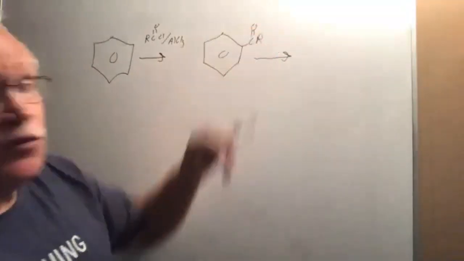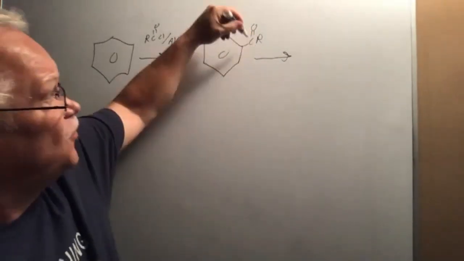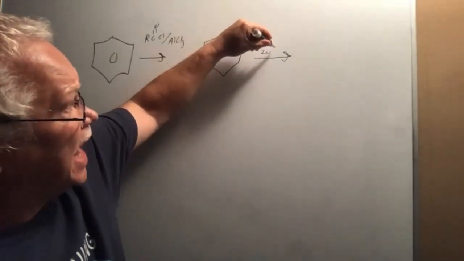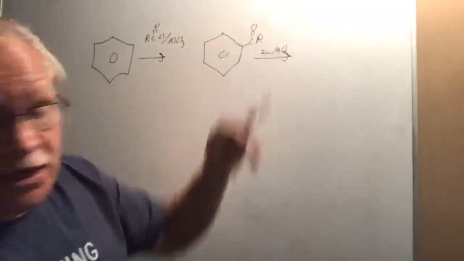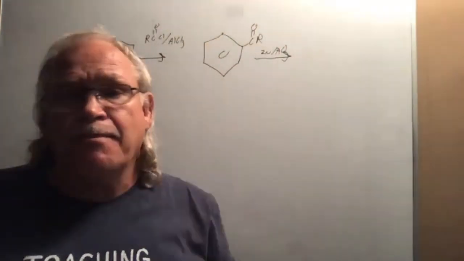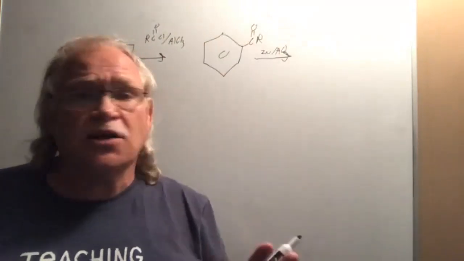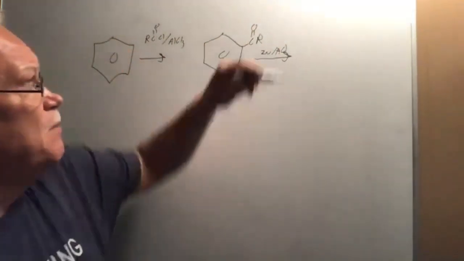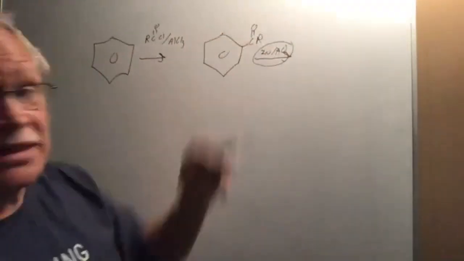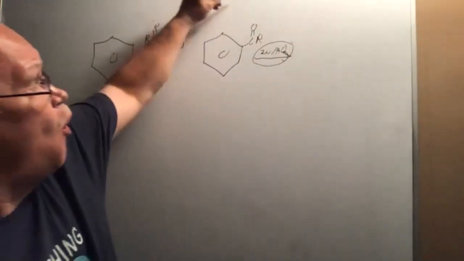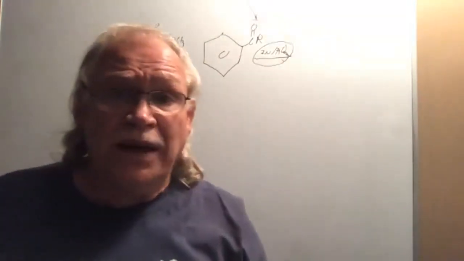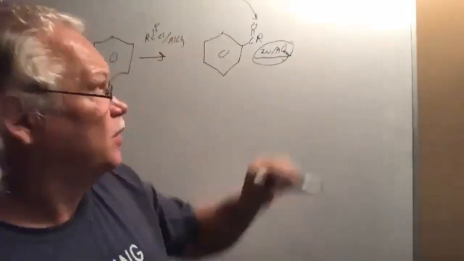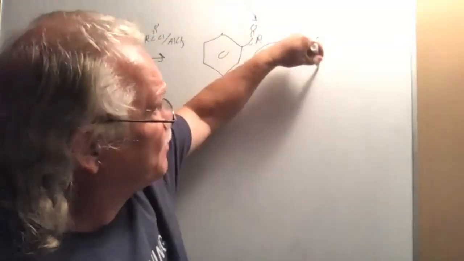The Clemmensen reduction reaction says that if you take this compound and add zinc and HCl, now sometimes we show the zinc amalgamated with mercury. Sometimes we don't show the mercury. But this set of reagents, zinc and HCl, what it does is it turns that C double bond O group into a CH2 group. So notice what happens.